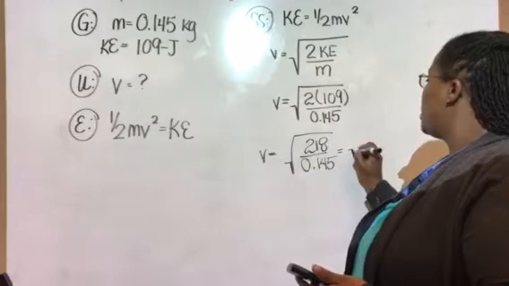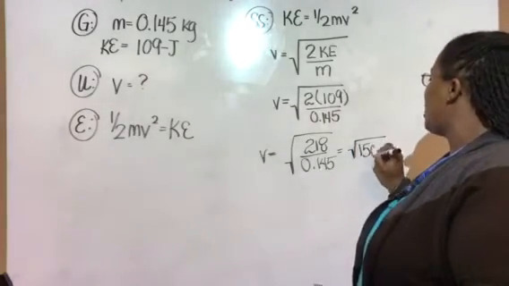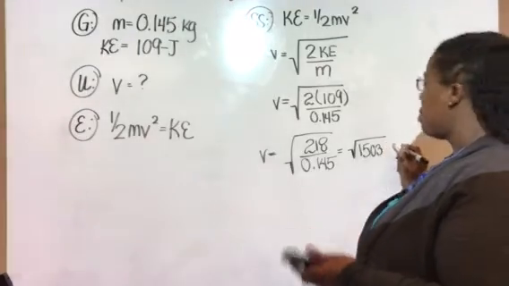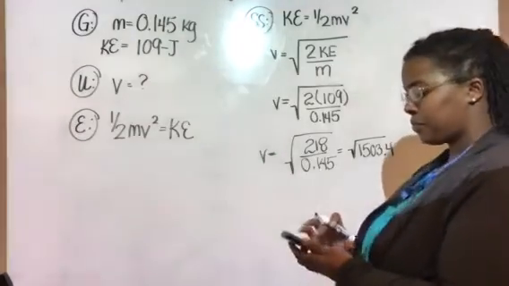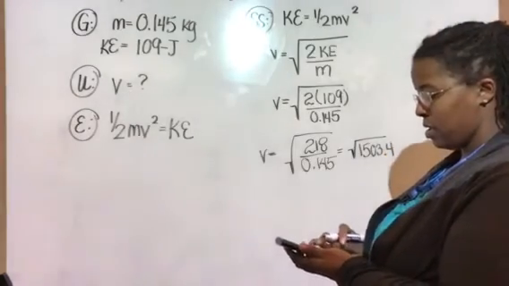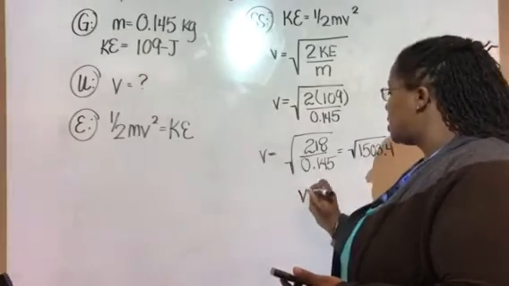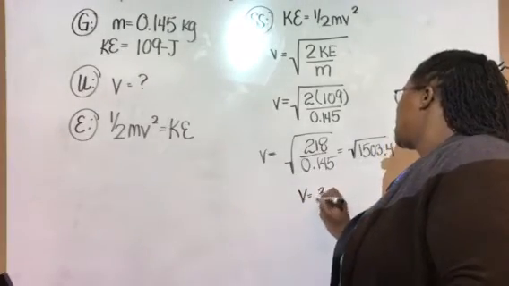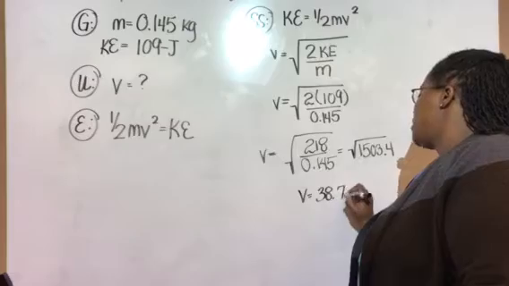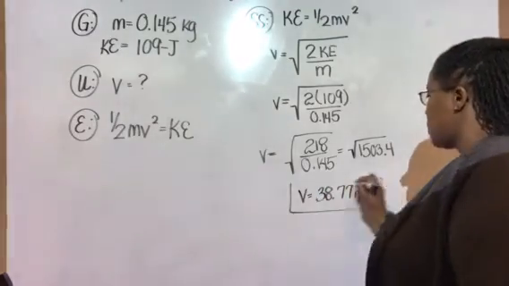we will be left with taking the square root of 1,503.4. My final velocity is 38.77 meters per second.